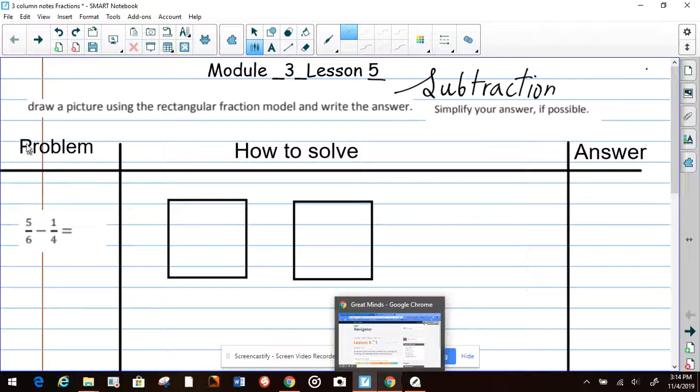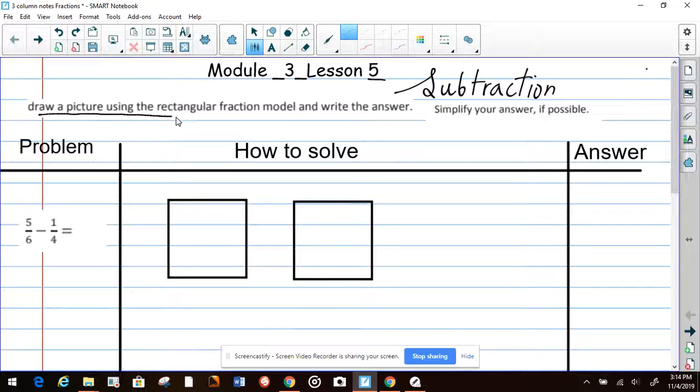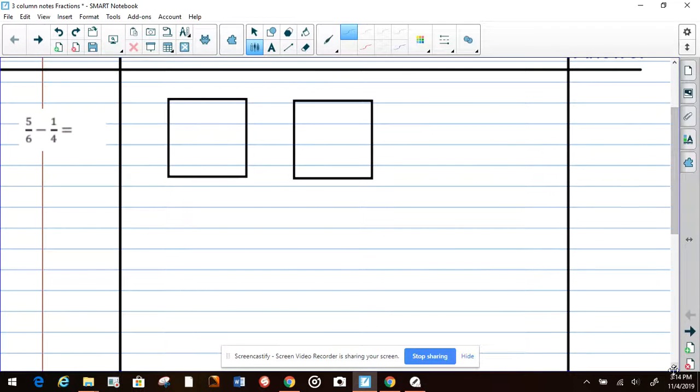Let's read the instructions. Draw a picture using the rectangular fraction model I already have set up for us. Write the answer and simplify the answer if possible. Okay. I recommend that you do this in steps so you remember what to do. Step one is just draw the model.